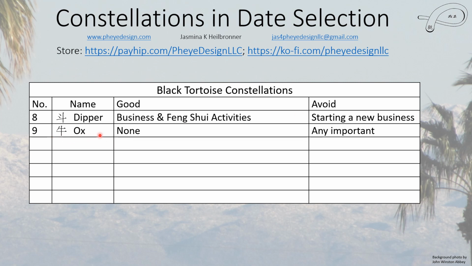The number 9 is the ox. It's really not good for much of anything, and so you want to avoid anything important. Doesn't mean you just sit at home and do nothing. It just means that you need to not start something new, not do anything that will have long-term implications in terms of your finances or your relationships.